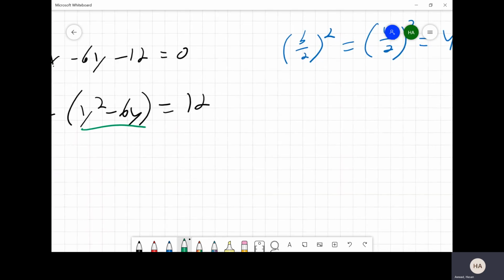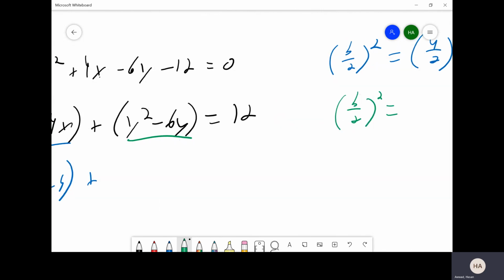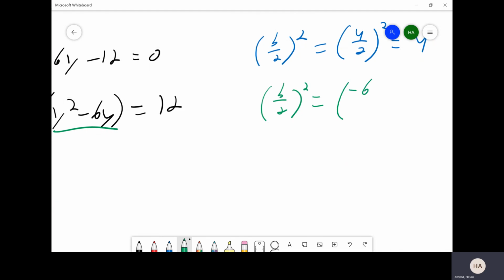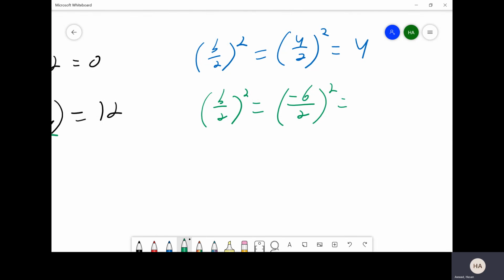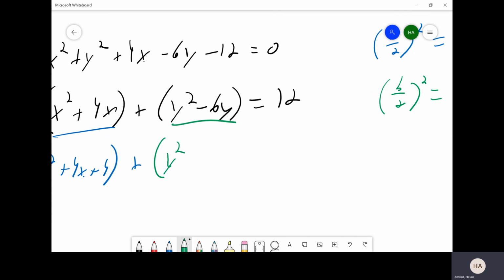Over here in green, we have b over 2 squared once more, where b this time is negative 6, right? So we're going to have negative 6 divided by 2 squared, and we already had this in the last example. Negative 6 divided by 2 is negative 3. Square that, we get 9. So that means that we're going to be having y squared minus 6y plus 9 is equal to, and now we have the 12, but we also have the 4 that we added to the x's, and we also have the 9 that we added to the y's, right? So we have to add that to both sides. Whatever we add to the left, we also add to the right.